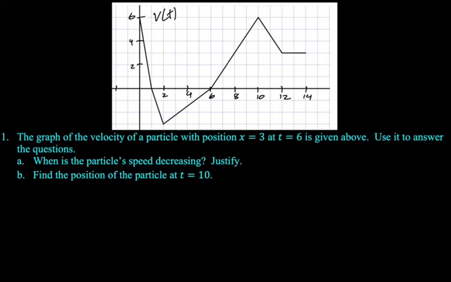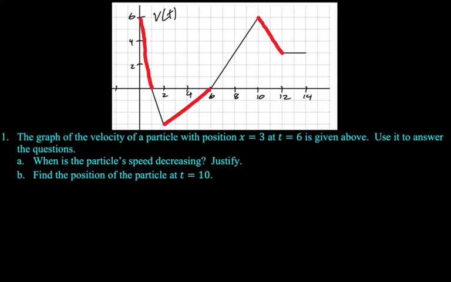So we know that speed is decreasing when velocity and acceleration have opposite signs. In this case, we need to look at where velocity is positive and velocity is decreasing, which would mean acceleration is negative, or where velocity is negative and increasing, right? Because that would mean that acceleration is positive. So we're looking for those regions. When you look at the graph, you can see here, here, and here. So we have velocity is positive and decreasing or negative and increasing. That's what we're looking for.